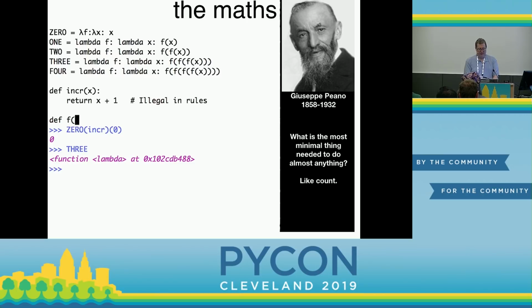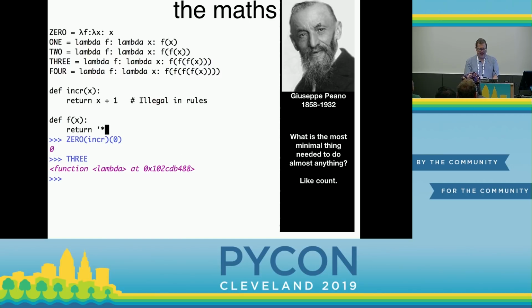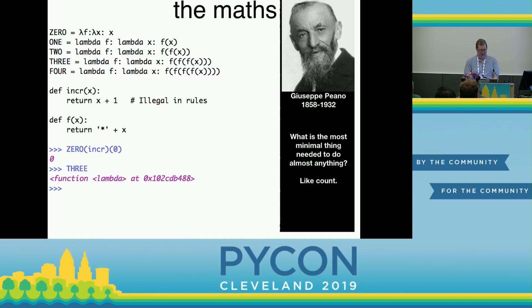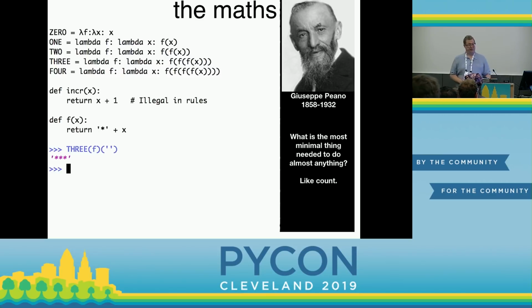I could write different functions, like here's one that adds a star to x. Maybe we do strings. If I did 3 of f and gave it an empty string, you're giving it the starting point, and the 3 represents turning the crank 3 times on it. I think it's really hard to mentally wrap my brain around this, because there is nothing concrete here, which is really weird.